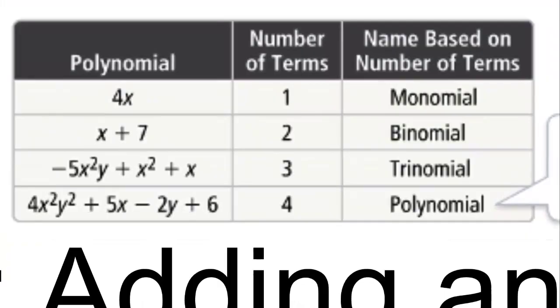All right. The number of terms, you can give it a name based on the number of terms. So if it's only one, meaning it's only 4x, it's called a monomial. If you have 2 terms, so the x and 7, this is 2 terms, it's called a binomial. This is 1, 2, 3. There's the 3 terms. It's called a trinomial. And then 1, 2, 3, 4. These are 4 terms. It's called a polynomial.